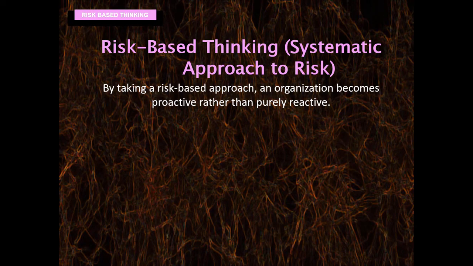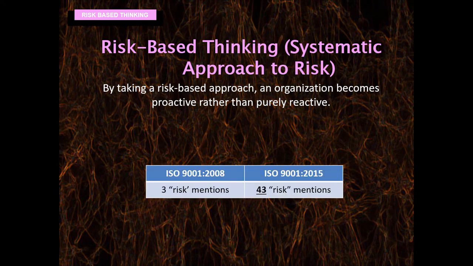Risk-based thinking is critical to the standard. In the 2008 version of the standard, the word risk was mentioned 3 times. In the current standard, the 2015 version, risk is mentioned 43 times. It is very clear, therefore, that risk is a very important element of the standard. Risk is defined within the standard as the effect of uncertainty on an unexpected result. The standard wants organizations to be proactive rather than reactive, and they want organizations to have a systematic approach to risk.